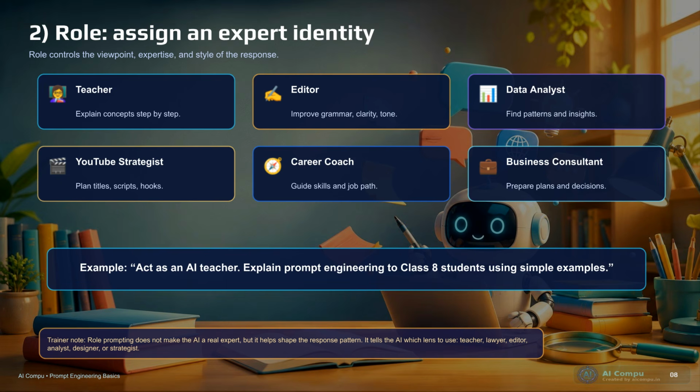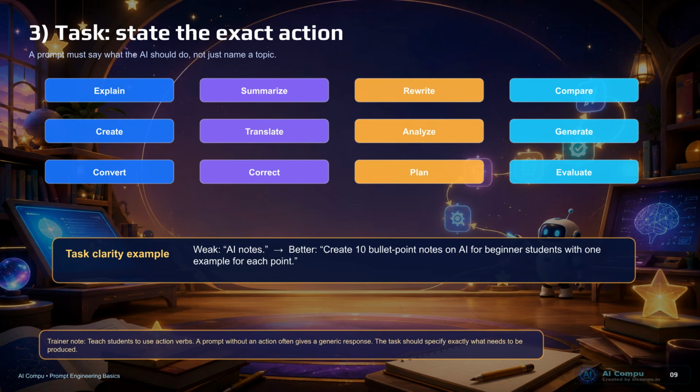By telling the AI to act as a teacher, analyst, or coach, you shift its focus to adopt a specific expert identity and style, which significantly improves the relevance of the output. Third, state your task clearly using action verbs. Instead of a vague topic, specify exactly what the AI should do. Explain, summarize, rewrite, or compare. Clear actions prevent generic responses.